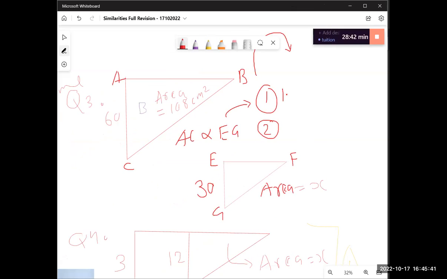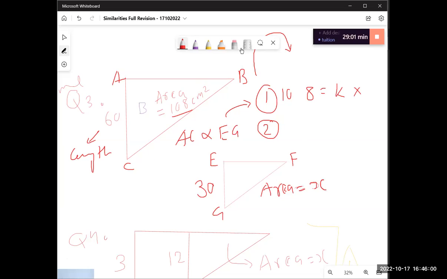108 is equal to K into 60. Again, they are the same. They can't be taken together; they have to be in the same shape. And this is area, this is length. So we can't take those together. We have to take area with area.